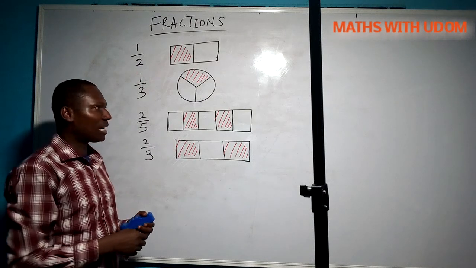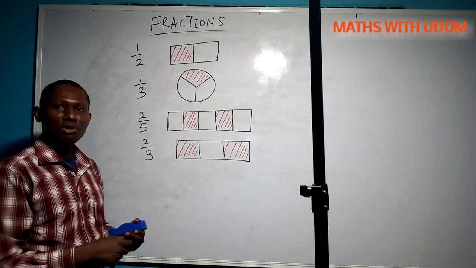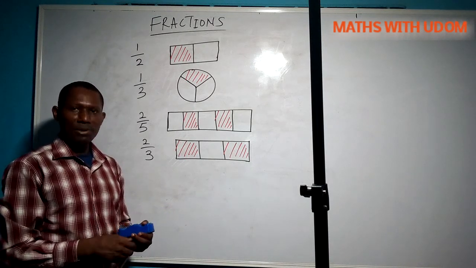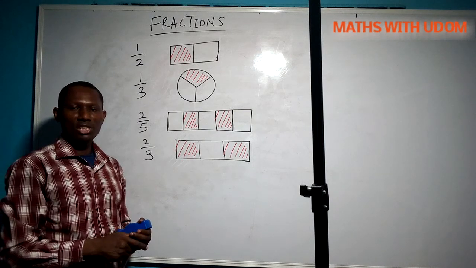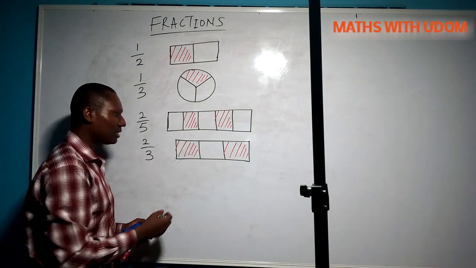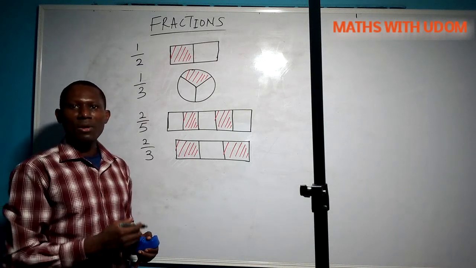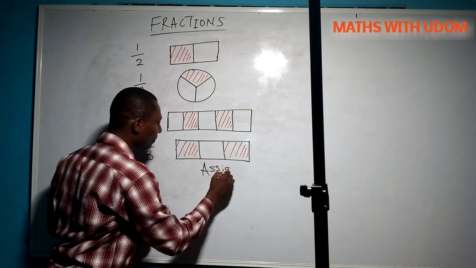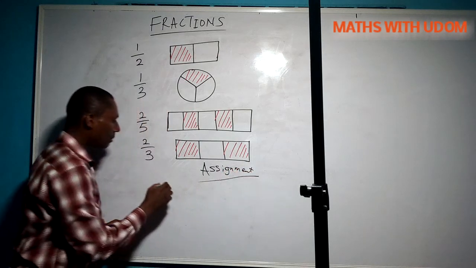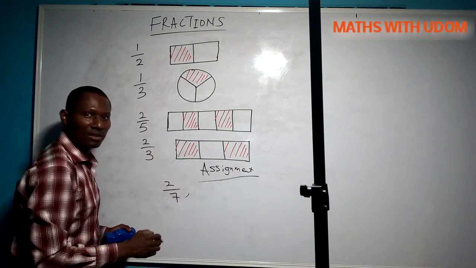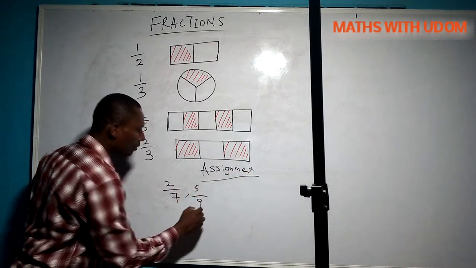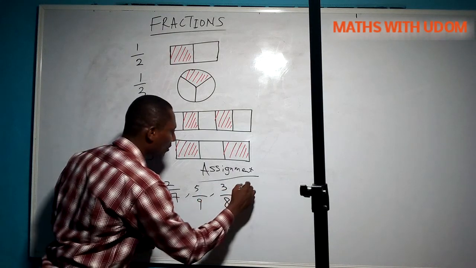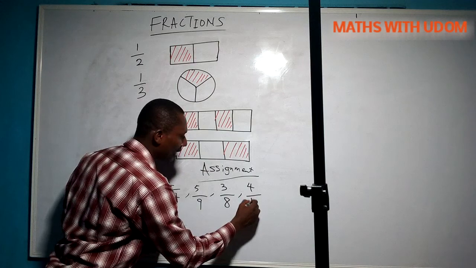Okay? So I'm going to give you assignments. The assignment is that you are going to draw different pictorial representations of fractions and show them to your parents, your guardians, or your teachers to mark for you. That is your assignment. Show the pictorial representation of the following fractions. Number 1, 2/7. The next one, 5/9. The next one, 3/8. And the last one, 4 divided by 11.